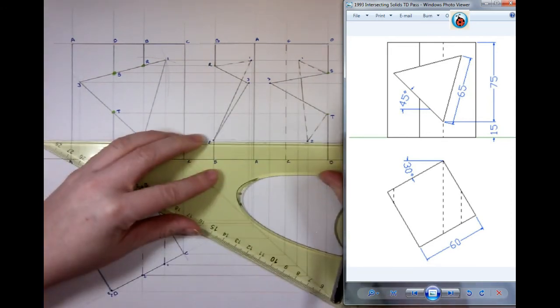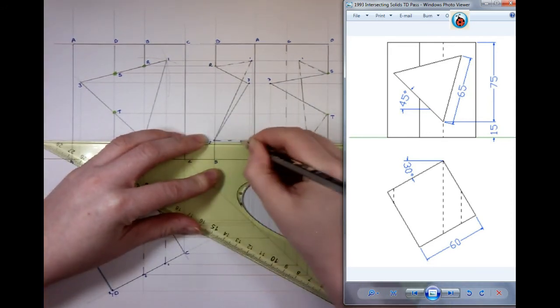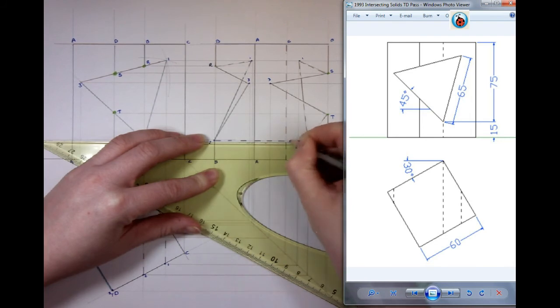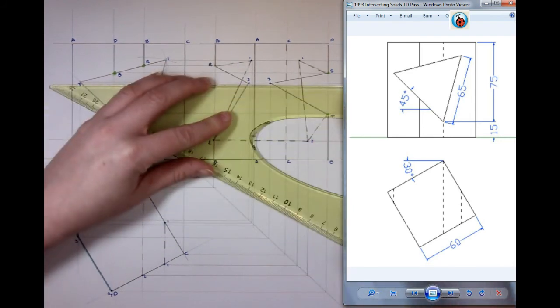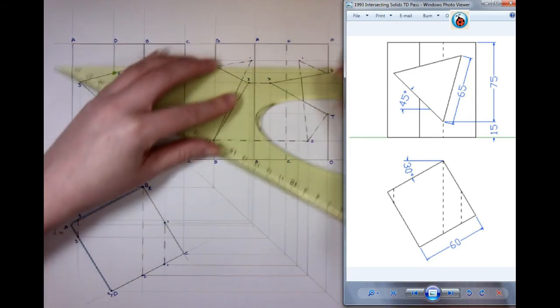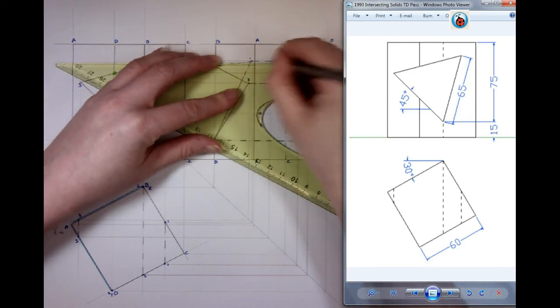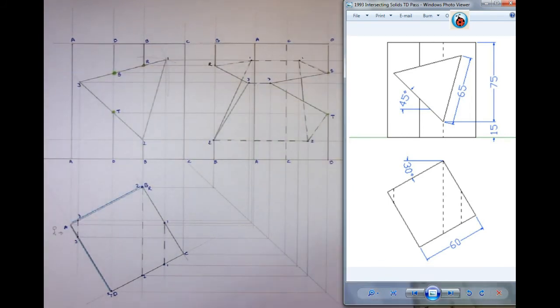In order to finish our question now, we join 2 to 2, 3 to 3, and 1 to 1. And that's our question completed.